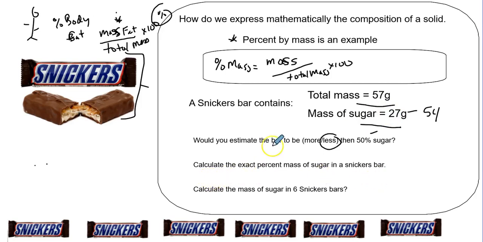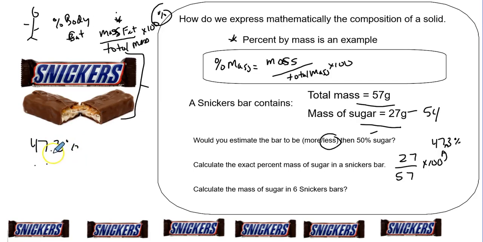Let's look at the actual percentage. Okay, so let's try this out. We have the mass of 27 divided by 57 times 100. Grab your calculator and you'll get your percent mass. So the percent mass is 27 divided by 57. It's about 47.3% sugar.